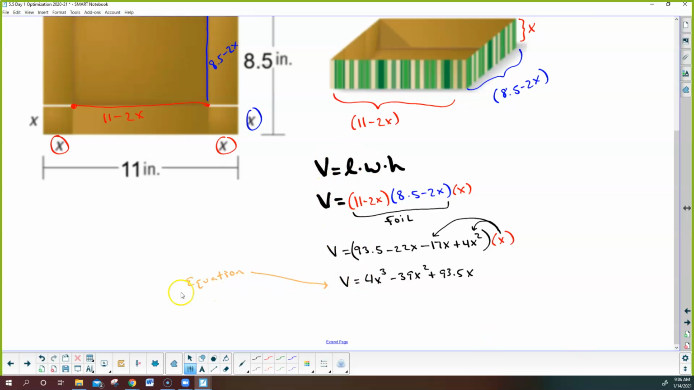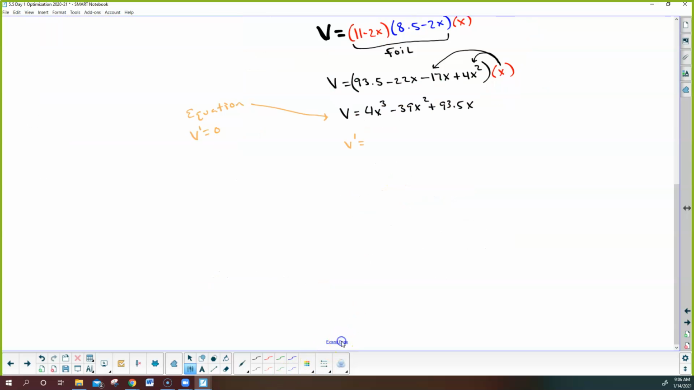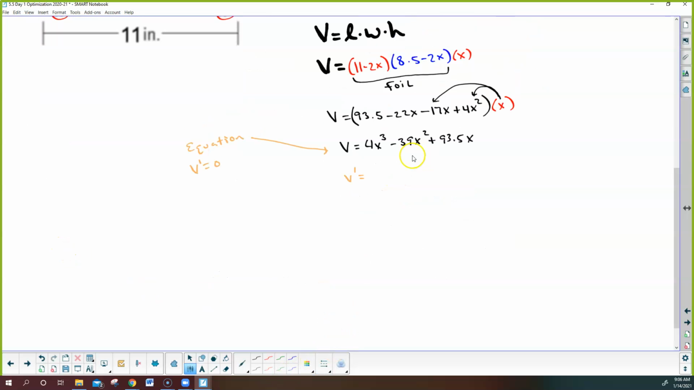So we found our equation. Now we want to take the derivative and set it equal to 0. So we're just going to do our algebra. Right? I should say calculus. Use the power rule.